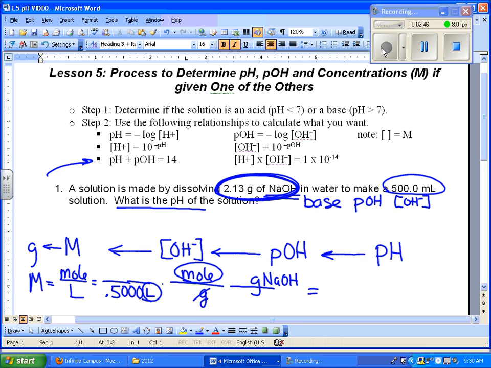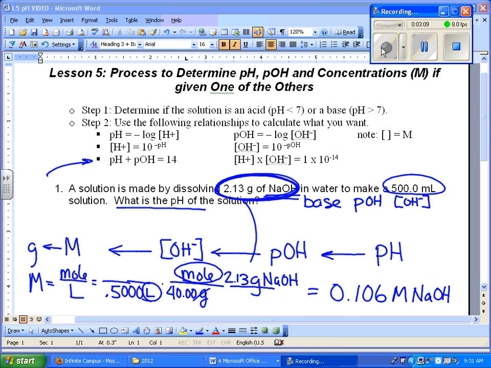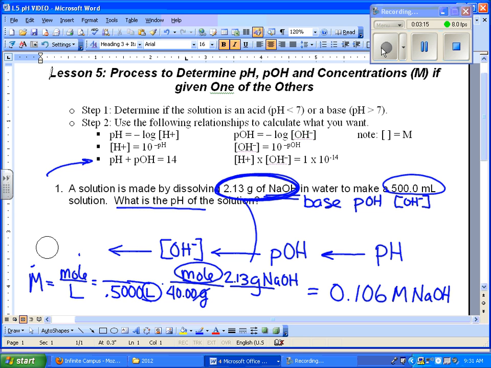The molar mass of sodium hydroxide is 40.00. The grams of sodium hydroxide that I had was 2.13. This was something that we did in the last unit. If you need help on this, go back to the older videos and it'll show you exactly how to do this. The answer to this, when you do the math, will come out to be 0.106 molar sodium hydroxide. So now we've got this information.